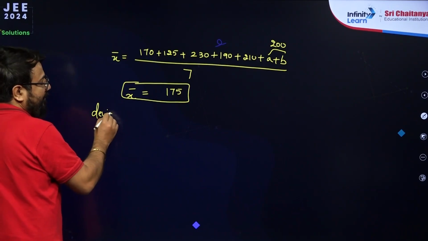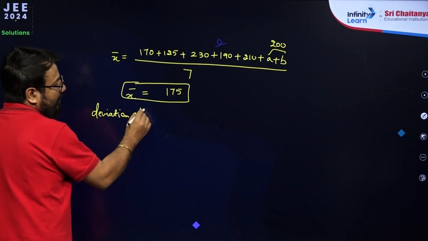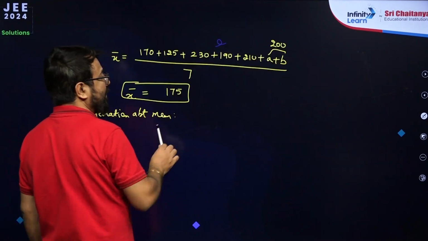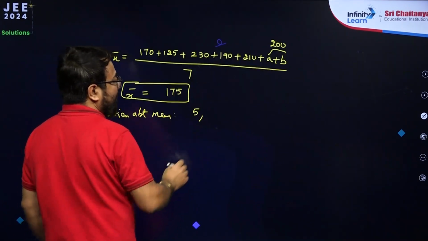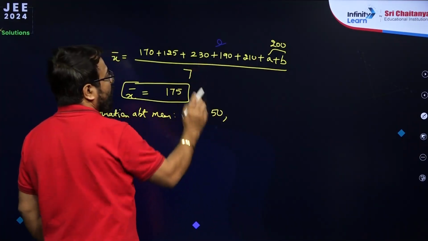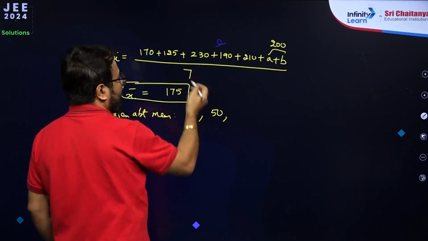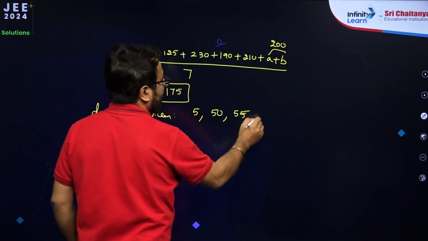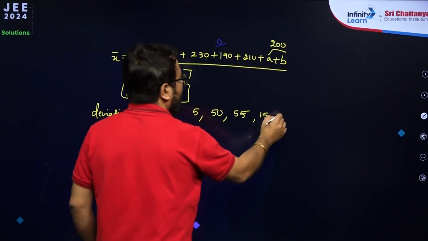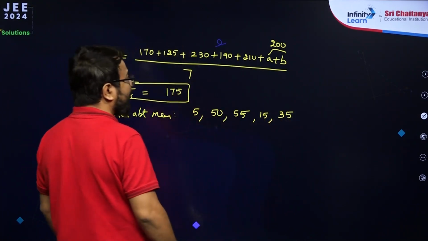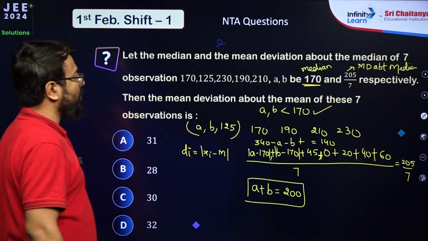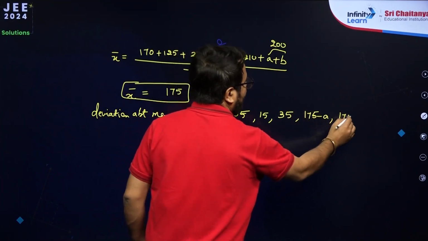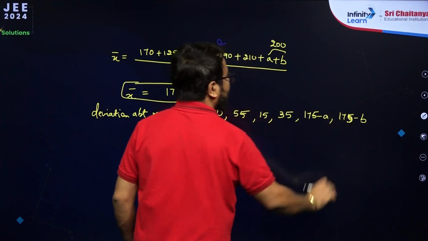Now let us calculate the deviation about mean. If I want to calculate deviation about mean, that means all the observations need to be subtracted with 175. This subtracted with 175, only 5 will be there. 125 minus 175, 50 would be there. Then 230 minus 175, so that will be 55 there. Alright, 190 minus 175, so that will be 15 over here. And then 210, so that will be 35 over here. And here we can write that A and B both are less than 170. So 175 minus A will come, and then along with that 175 minus B will come. So these are all the deviations.